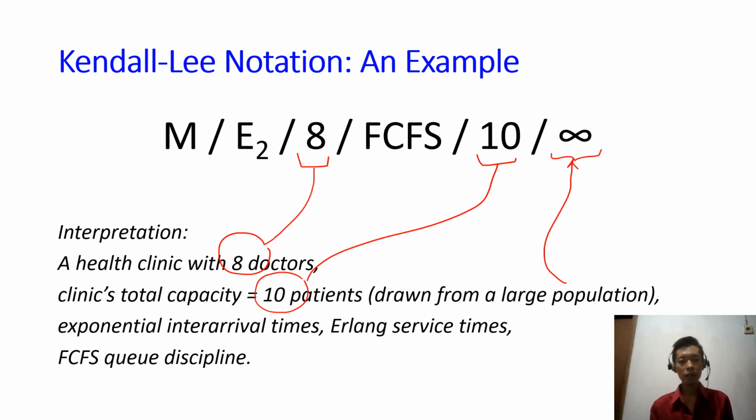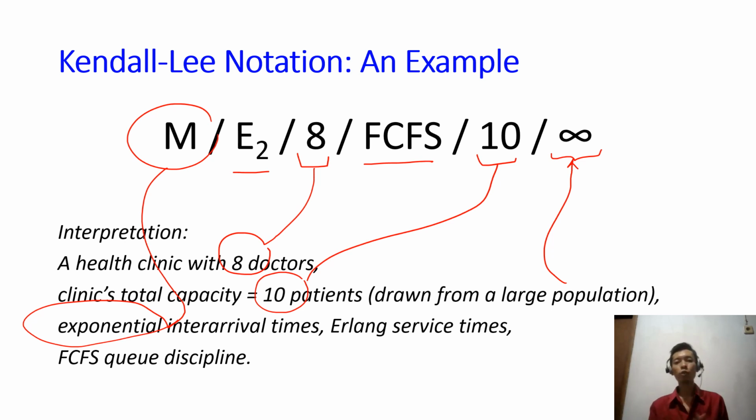And then the queue discipline is first come, first serve. And then the inter-arrival time follows exponential distribution, and the service times follow Erlang distribution. So this is how we describe a queuing system using a Kendall-Lee notation.